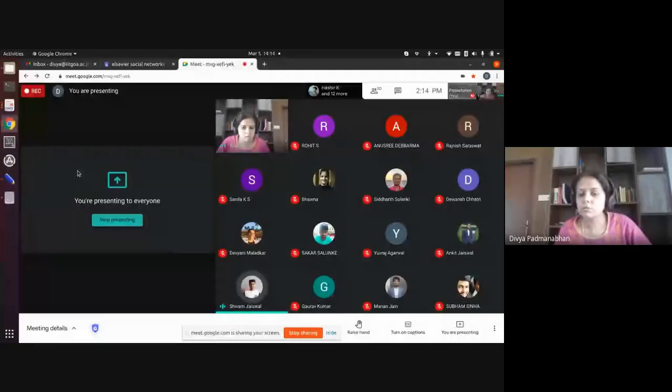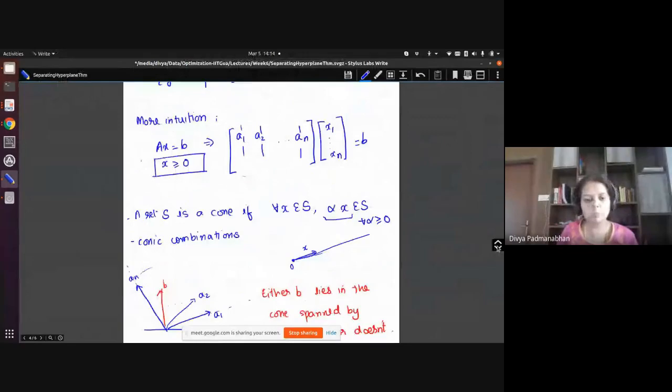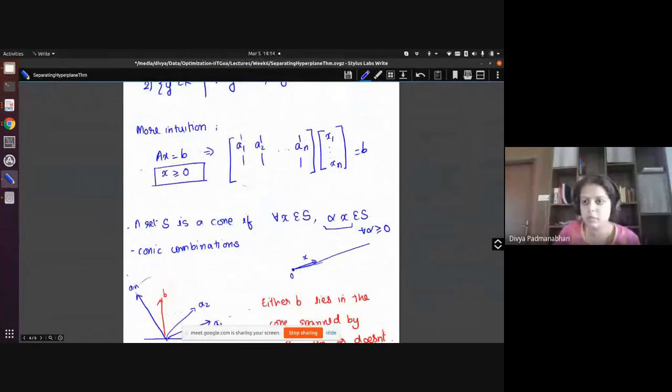The cone span. So you remember a span of vectors. If you just say a span of vectors, what would you do? You would take all possible linear combinations, right? So let me write that. If you take a linear combination of a1 to an, it is something of this form: the sum over i equals 1 to n of alpha_i a_i, where the alphas can be anything in the real line.